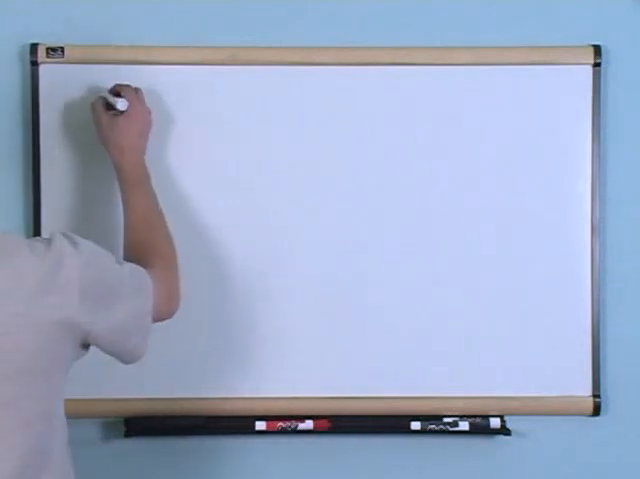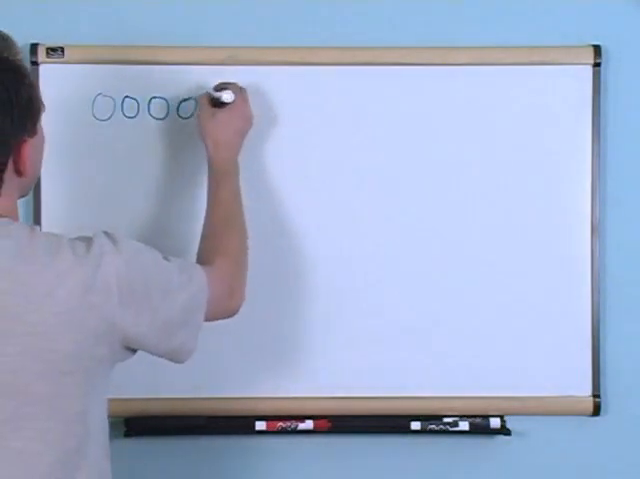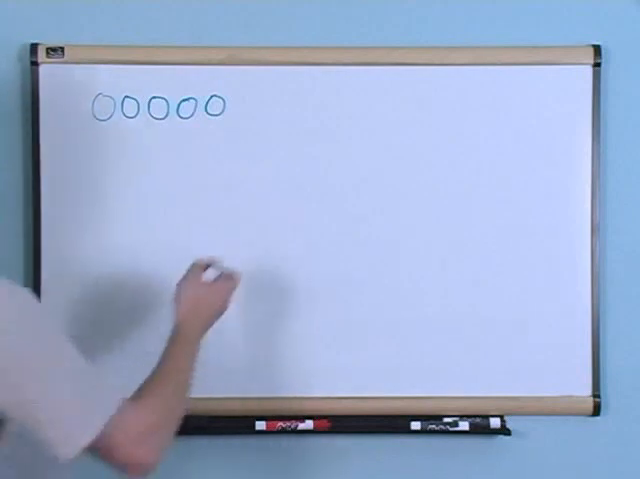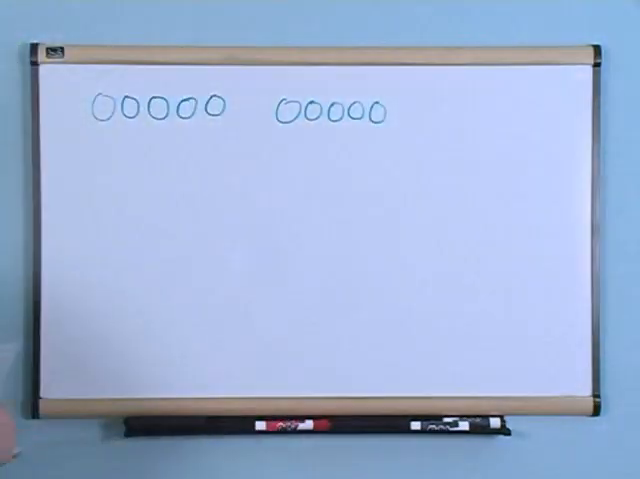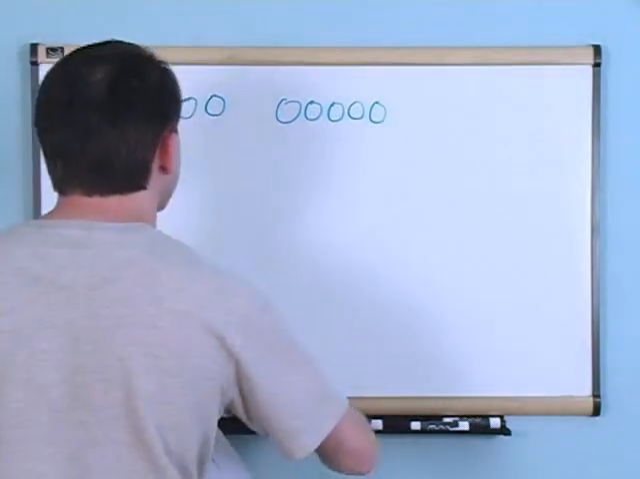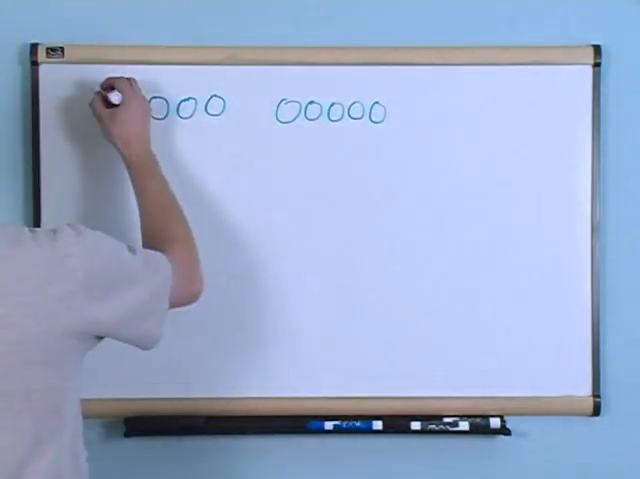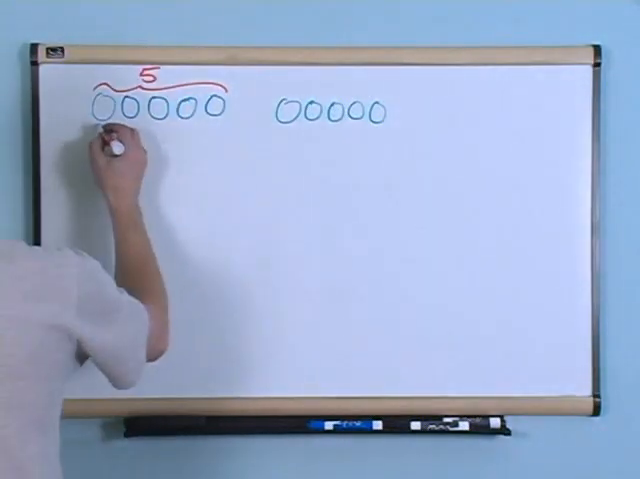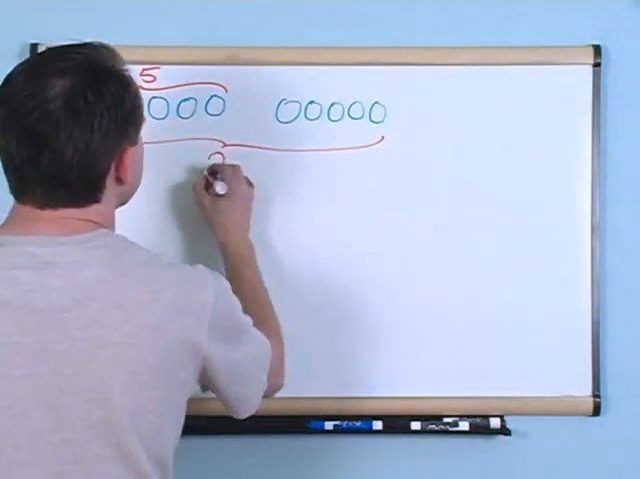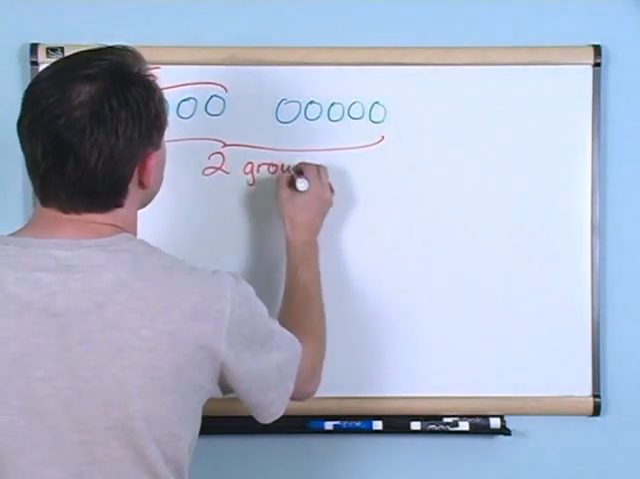What if we have 1, 2, 3, 4, 5 balls, and I have 1, 2, 3, 4, 5, another 5 balls? Well, right here I know I have 5 balls, okay? And here I know I have 2 groups, okay?